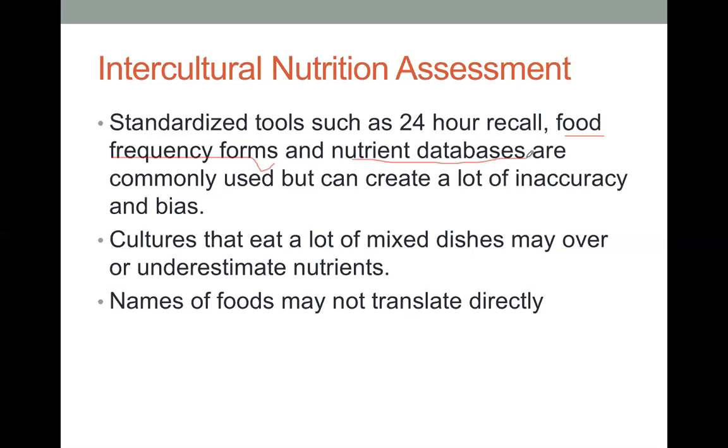These are used, but there's problems because they don't always include cultural foods or cultural ingredients, and if they do, the names don't always translate. So there are some cultural tools out there, but you just have to hunt for them. And you may have to create your own or just have the person write down what they've eaten.